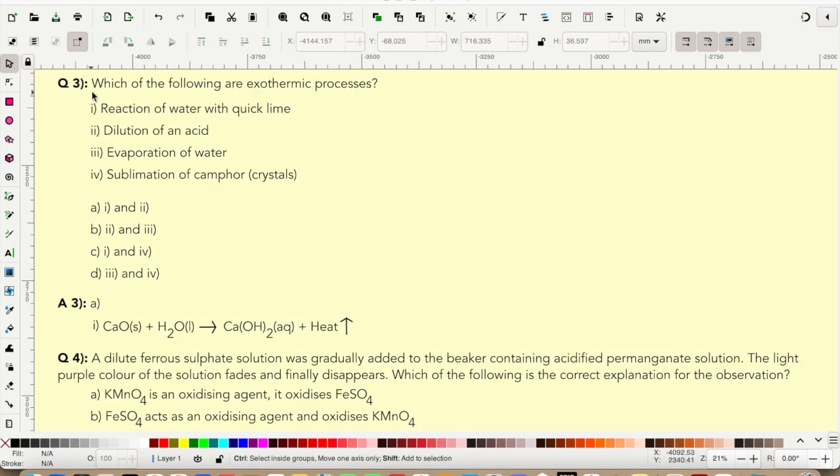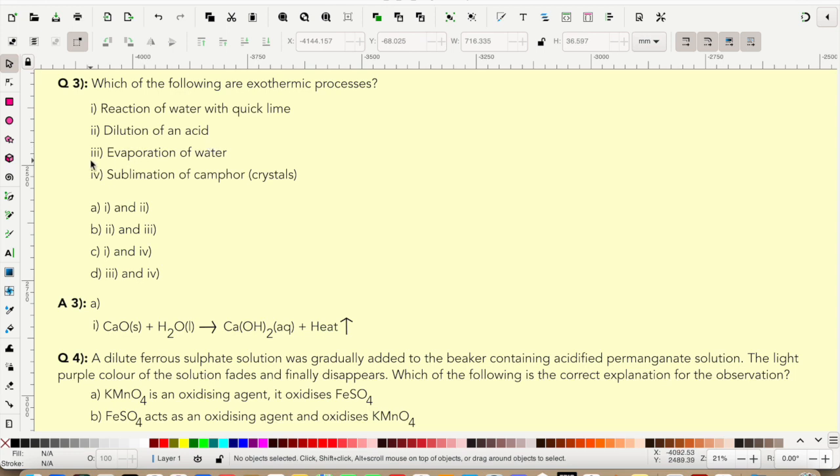Third question, which of the following are exothermic processes? First reaction is reaction of water with quicklime. That means CaO plus H2O makes Ca(OH)2 plus heat, means this is exothermic reaction. Second one is dilution of an acid. When water is mixed in concentrated acid, heat energy is liberated. So this also is exothermic reaction.